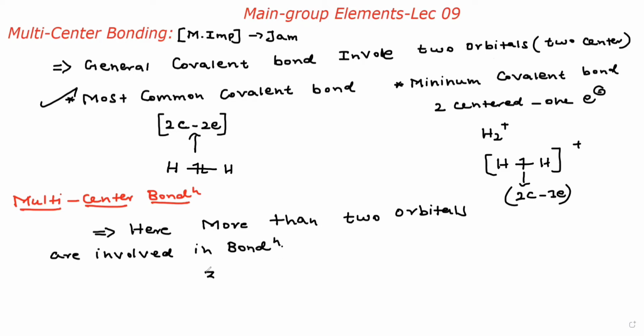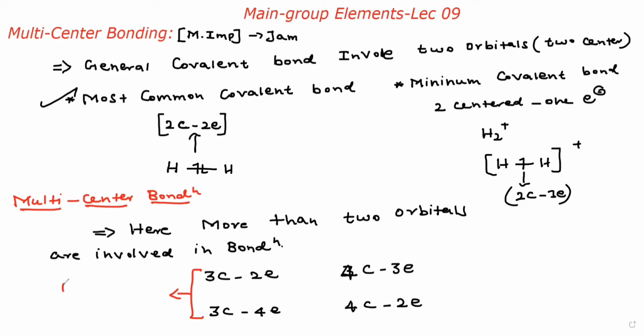Common examples: the three center, two electron bond, the three center, four electron bond, the four center, three electron bond, and the four center, two electron bond. These are the common multi-center bonds. Of these four, the first two are very important. Please note, these two are the most common multi-center bonds.